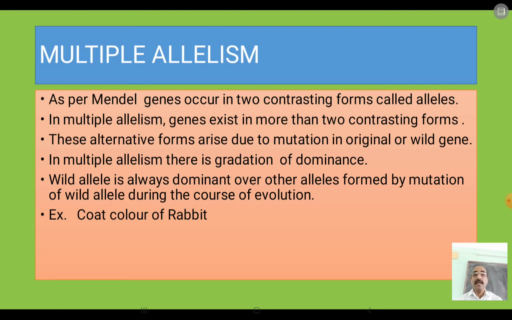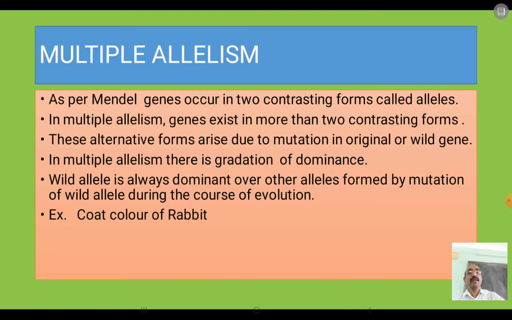Well, in diploid individuals, only two alleles can occupy the same locus of two homologous chromosomes, isn't it? Then where do the rest of the alleles occur? Well, the rest of the alleles in multiple allelism occur in other members of a population.